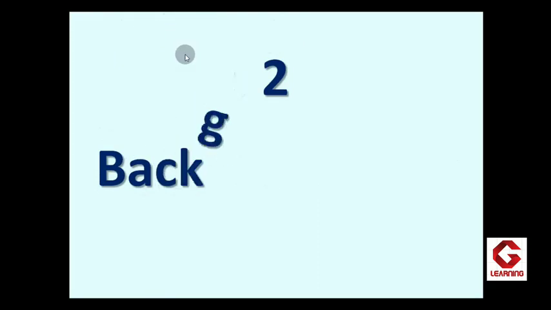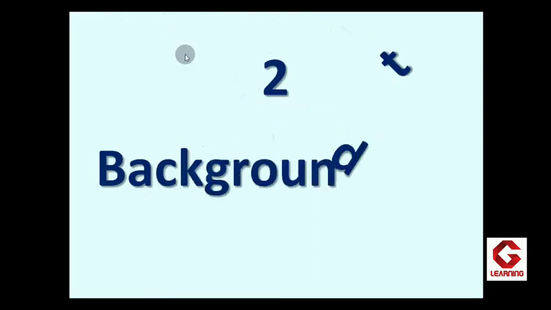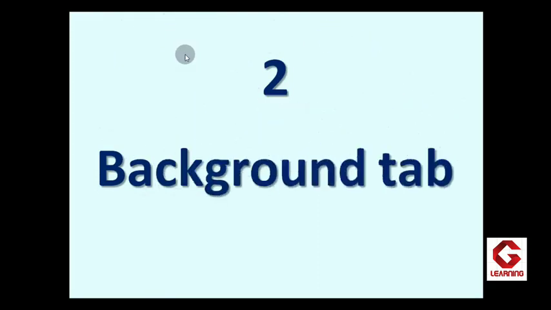Now next is the background tab. Now what is the function of this background tab, that I am going to show you. Actually we use the background tab to put a color in the background of the table of contents, and we can also put an image in the background of the table of contents. How this can be done, I am going to show you practically by using an OpenOffice Writer document.